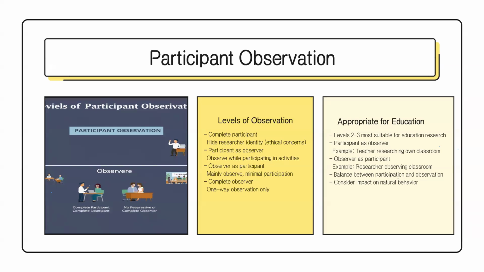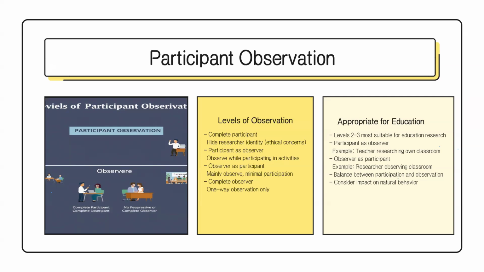In the middle, observer as participant. You mainly observe with minimal participation. You are known as a researcher, but you participate enough to understand the context. At the other end, complete observer. You only observe without any participation. This is like one-way observation where participants may not even know you are watching.